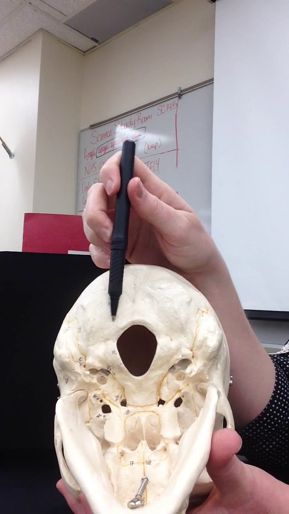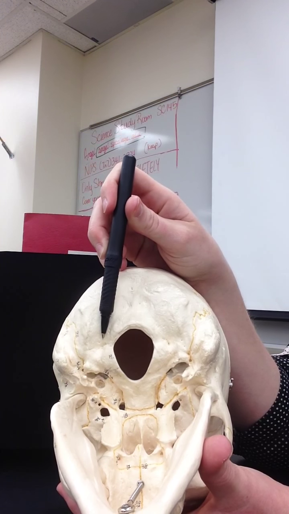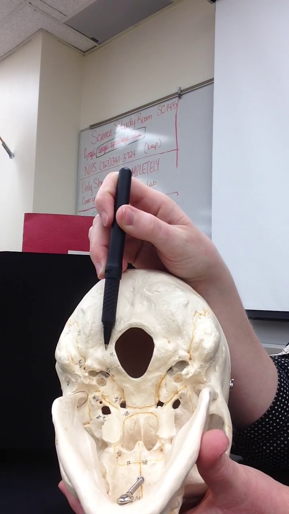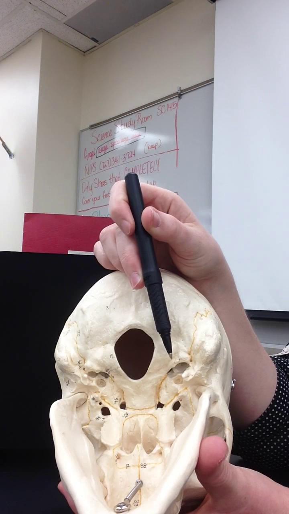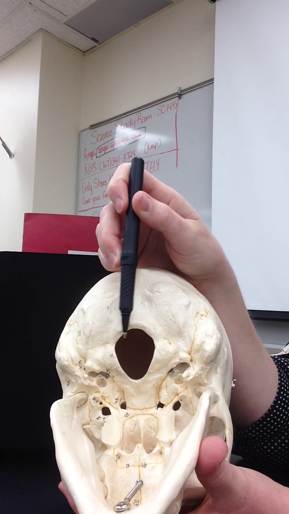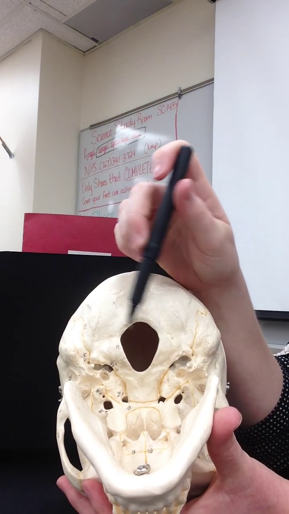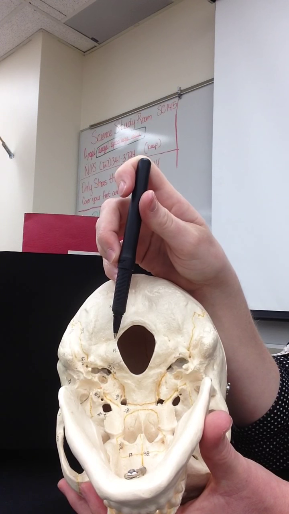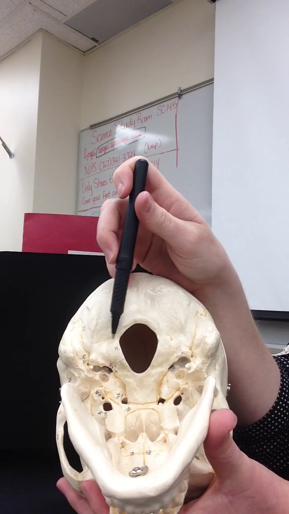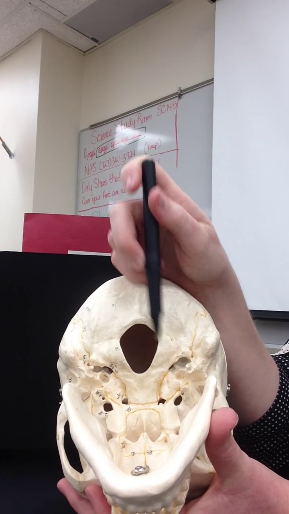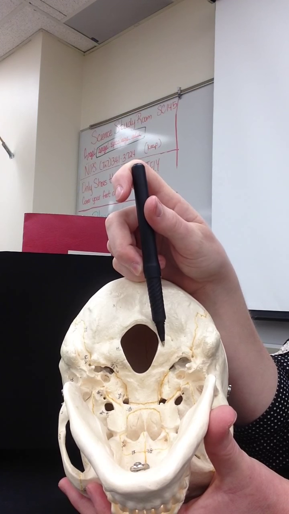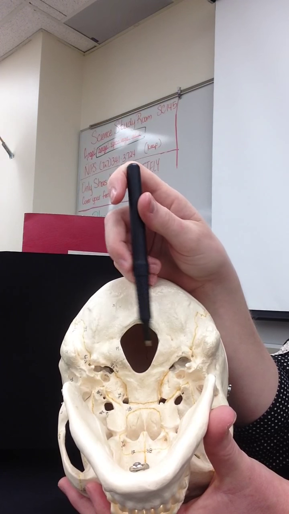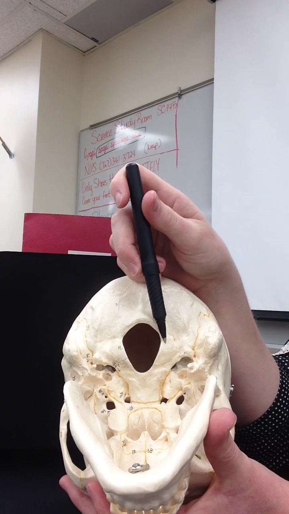You also notice these two bumps or ridges alongside the foramen magnum on either side. Those are called the occipital condyles. So here and here are your occipital condyles. These are the sites of articulation for the first cervical vertebra, also known as C1 or the atlas. So this is going to create your atlanto-occipital joint, which allows you to move your head up and down in a nodding motion. So that's your yes-yes joint.